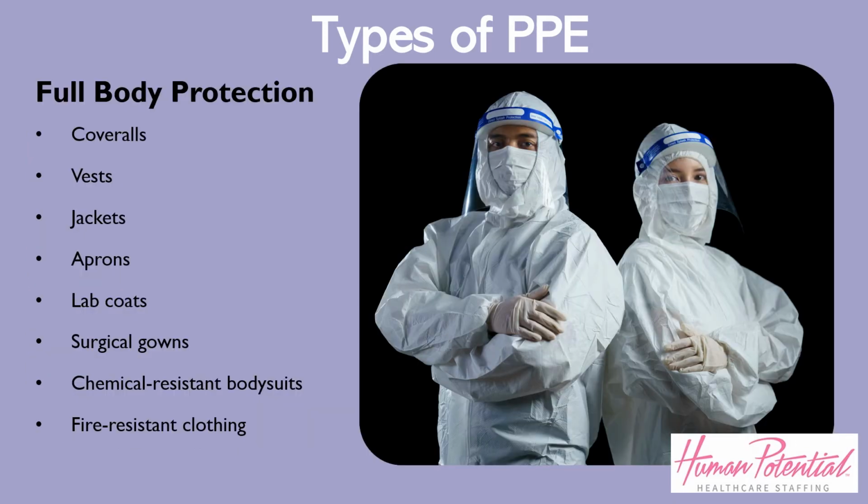If there is a risk of any injury to your entire body that your employer can't eliminate, you'll need to wear full body protection. Examples of full body protection include coveralls, vests, jackets, aprons, lab coats, surgical gowns, chemical-resistant bodysuits, and fire-resistant clothing.